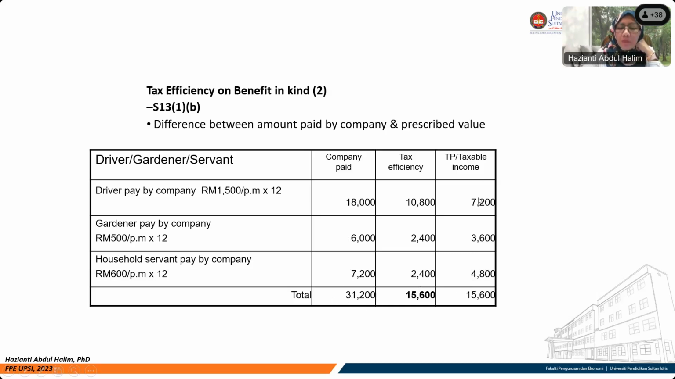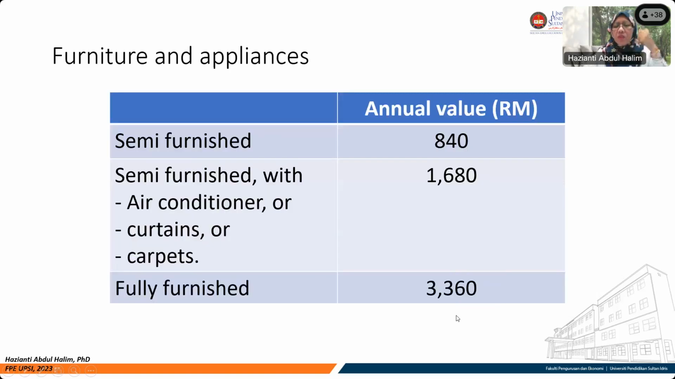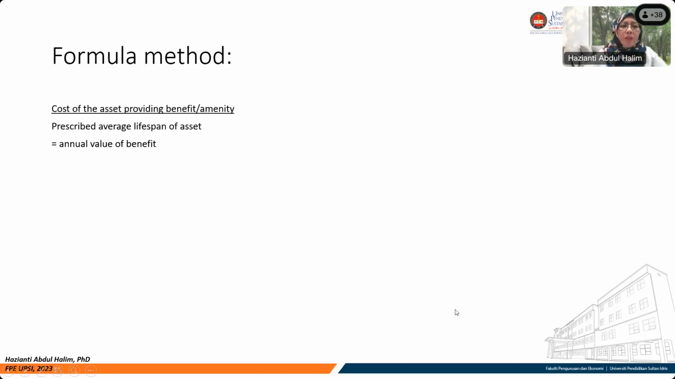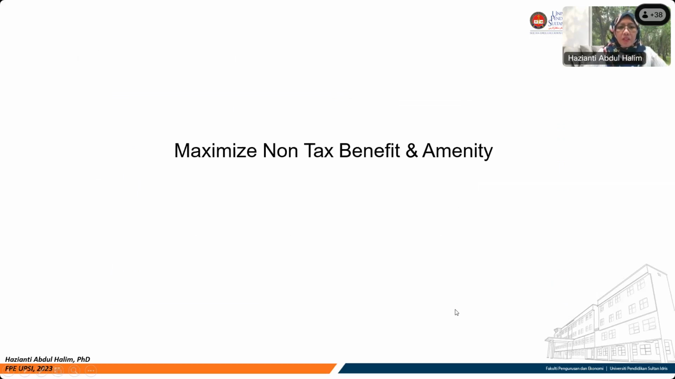Tapi sekarang ni kalau semua company yang bayarkan, you just enjoy the benefit je. You will get 15,000. The tax income would be 15,600. So kita ada tax efficiency dekat sini. So this is the difference between amount paid by company and the prescribed value. So kita memang jimat lah kalau tengok kat sini company tu bayar banyak kan. But you will be taxed only on separuh je. Company spend 31,200 but you will be taxed at 15,600. Okay, so this is how we actually maximize the benefits. Ini sama macam tadi.